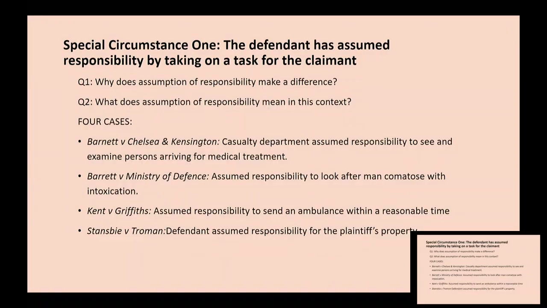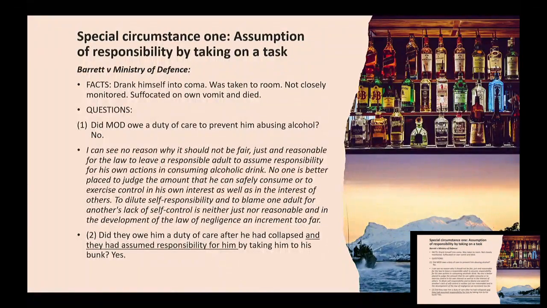Right, so that is Barnet and Chelsea and Kensington. Now the next case we're going to look at is Barrett and the Ministry of Defence. This time it did involve alcohol rather than tea.